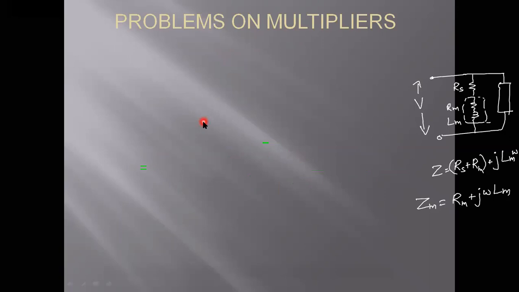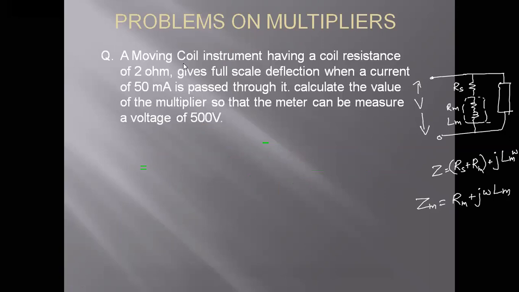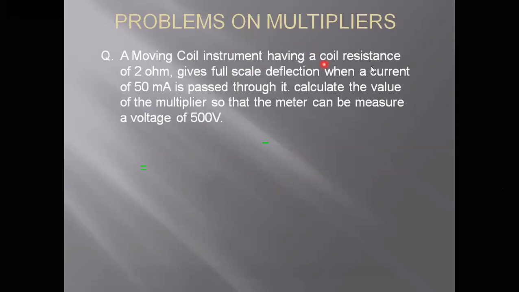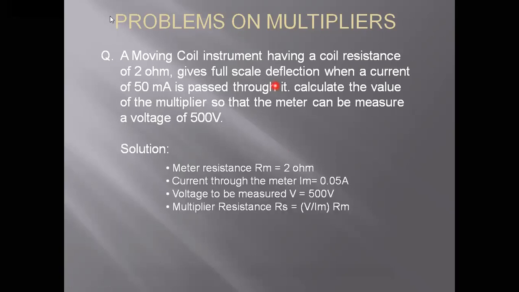We'll see a problem. A moving coil instrument having a coil resistance of 2 ohms gives full-scale deflection when a current of 50 milliamperes flows through it. Calculate the value of the multiplier so that the meter can measure a voltage of 500 volts. So these are the given things. I will show everything in a drawing.